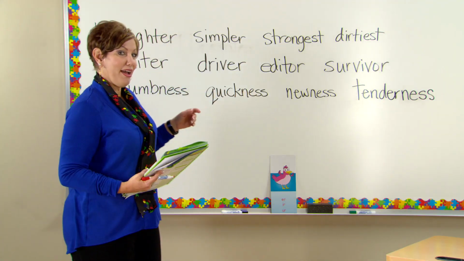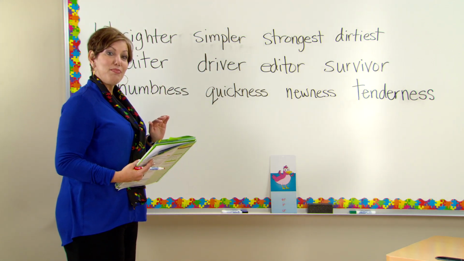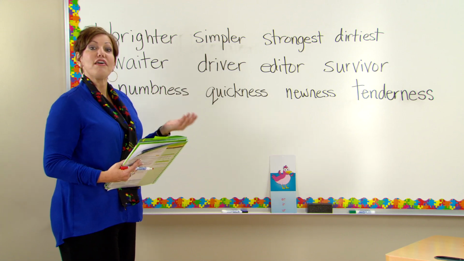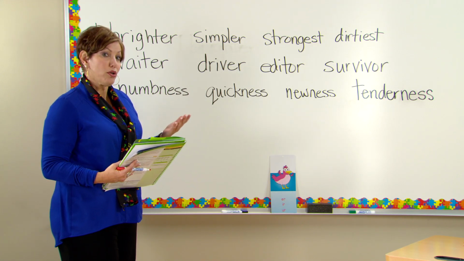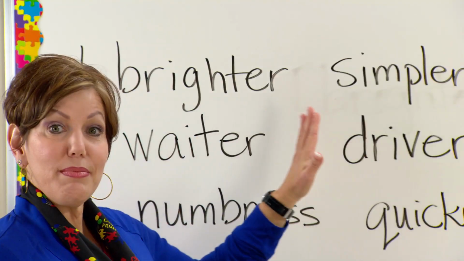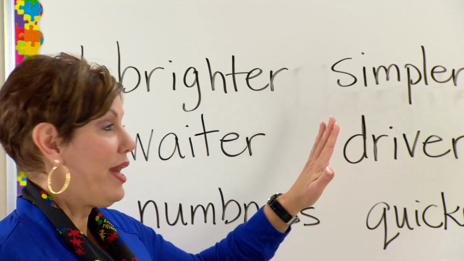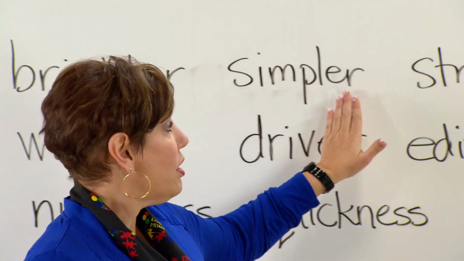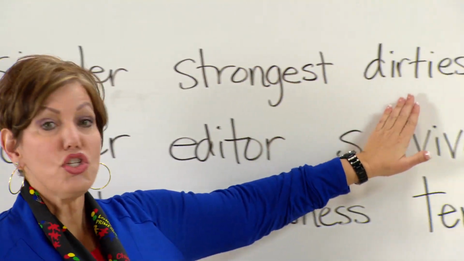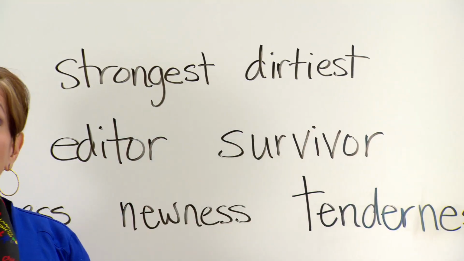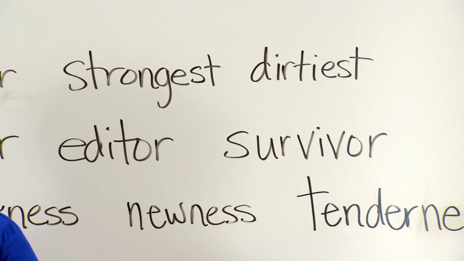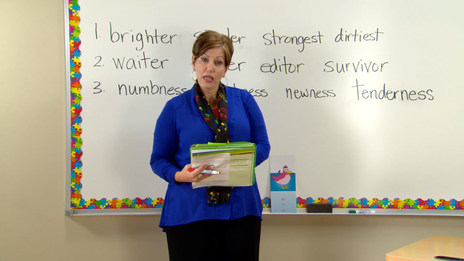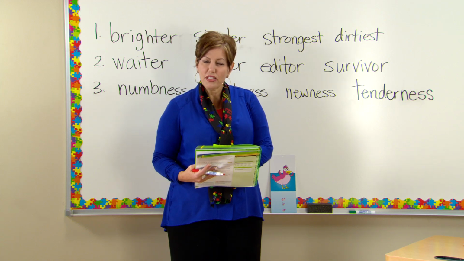If you take a look behind me, you will see I put words up here from the lesson that focus in on our suffixes in English, some popular ones. So let's take a look at some of the suffixes we put here on the board. Ready? Let's read the word brighter, simpler, strongest, dirtiest. Now, what our lesson tells us to do is to let the students know what these endings truly do to the words. How does it change the meaning? And why do we have these suffixes?